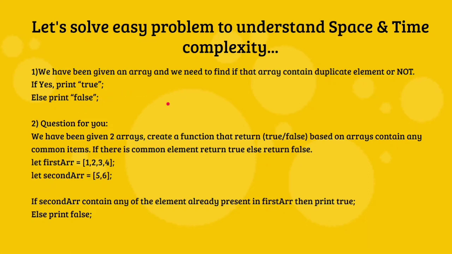Once we are done with this, some homework is for you. Suppose we have been given two arrays, for example, the first array and the second array. If there is any common element, then we need to return true. If there is no common element, then we need to return false. For this particular question, first we will use two loops, so our time complexity will be O of n square. In the second approach, we will use an object concept and our time complexity will decrease from O of n square to O of n.